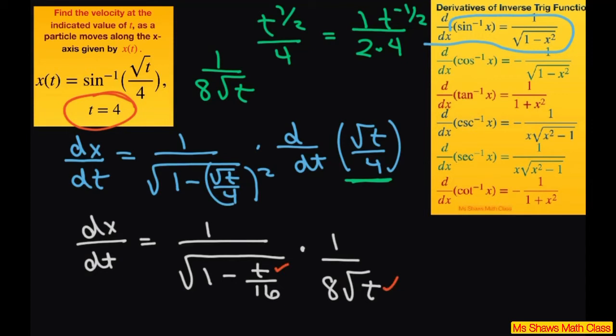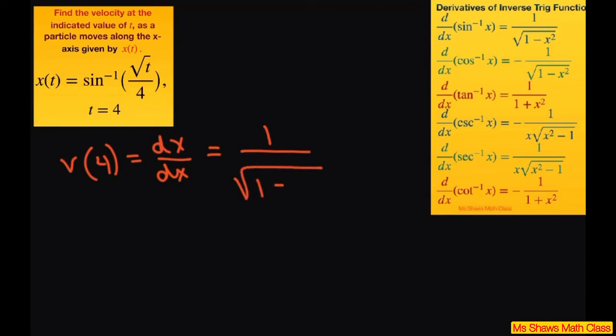So let's go ahead and evaluate the velocity at time equals 4. So the velocity at 4 equals the derivative of x with respect to t, which we already did. So let's plug in the 4. 1 divided by square root of 1 minus 4 divided by 16 times 1 divided by 8 square root of t. So that's 8 square root of 4. And then at this point, we do have to simplify.